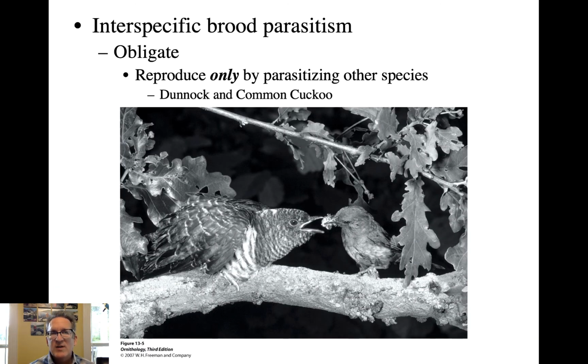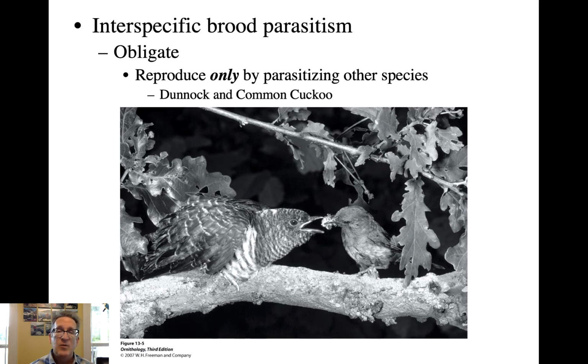But now I want to focus on interspecific brood parasitism that is what we call obligate. And this is really bizarre if you think about it. This means that a species that is an obligate interspecific brood parasite is totally reliant on another species to raise their young. Their only form of reproduction in gaining fitness is by parasitizing other species, the host species, and tricking them into raising their young.